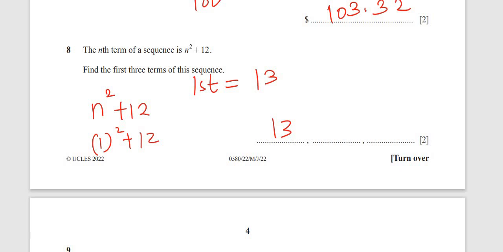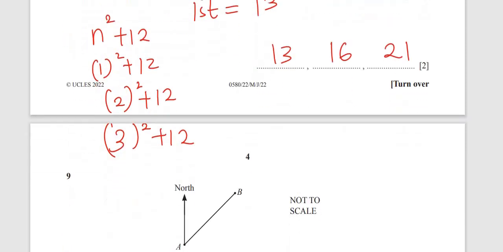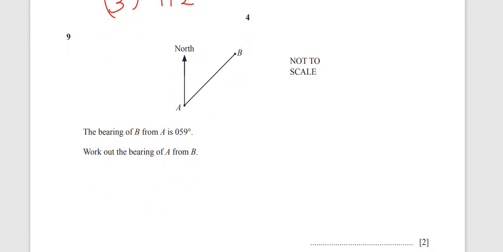So the first term is 13. Then to get the second term, we need to substitute n with 2. So 2 squared plus 12. So 2 squared is 4. 4 plus 12 is 16. So 16 is the second term. Then lastly, for the third term, we substitute n with 3. So 3 squared plus 12. So 3 squared is 9, plus 12 is 21. So the third term is equal to 21. Okay, then let's go to question number 9.